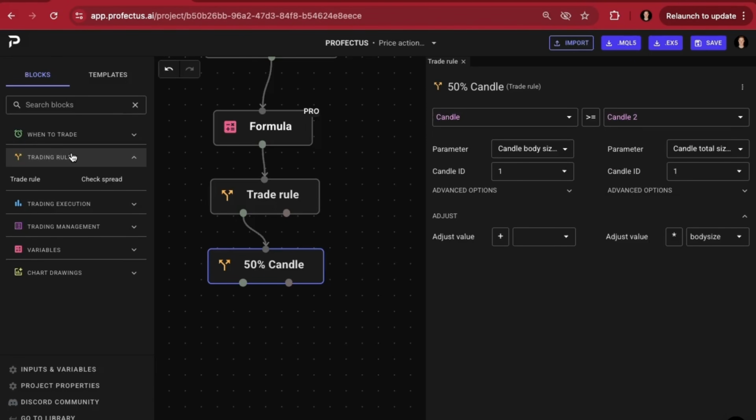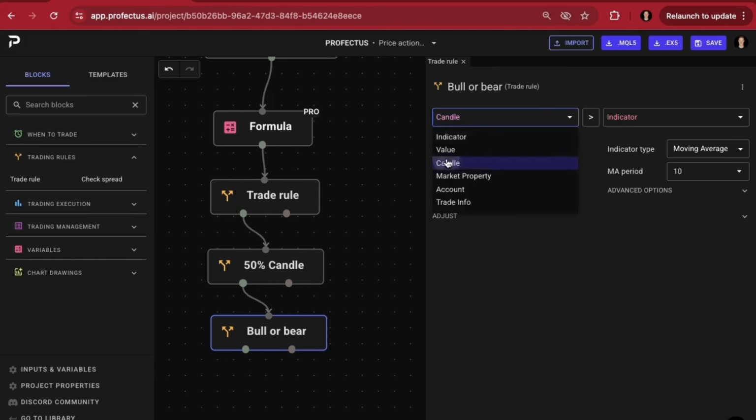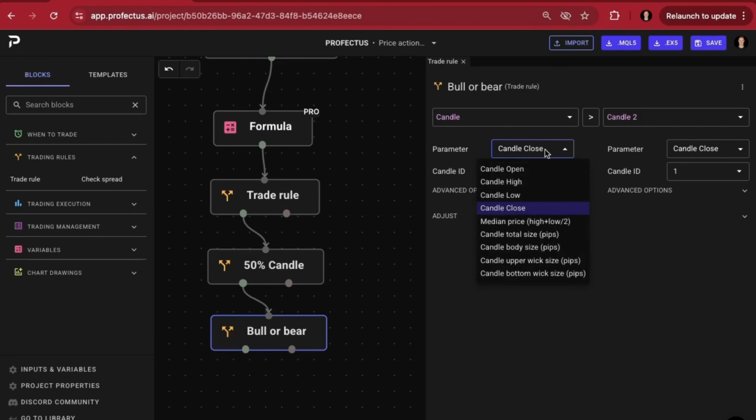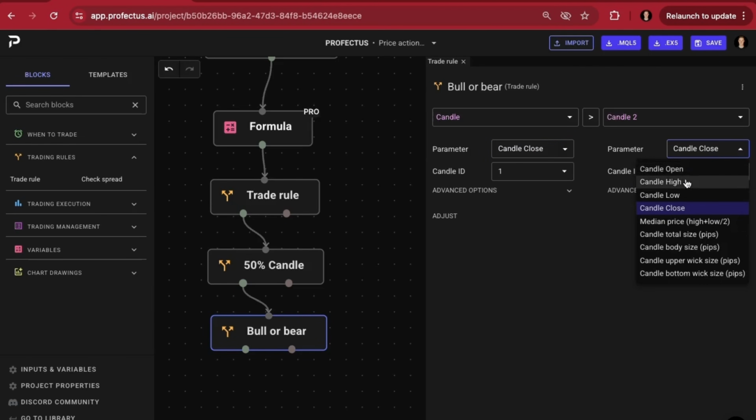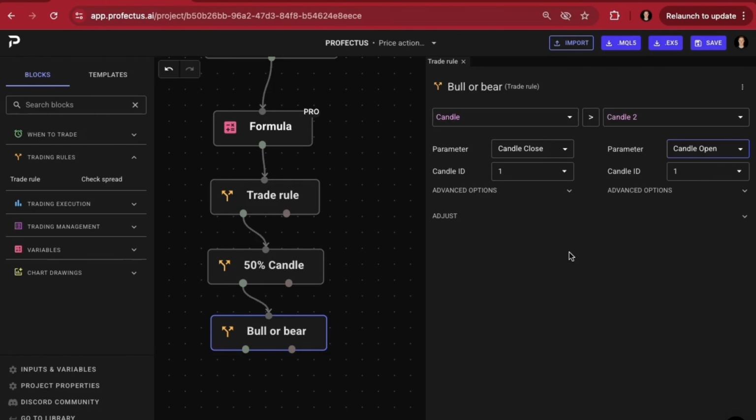And now we want to check whether the candle with candle ID number 1, the past closed candle, is a bullish or a bearish candle. How do we do this? Again, we take a trade rule block and connect this one. Here again, we check the candle, and simply check: candle ID 1, is the candle close higher than the candle open? Quick check. When the candle close is higher than the candle open, we have a bullish candle.